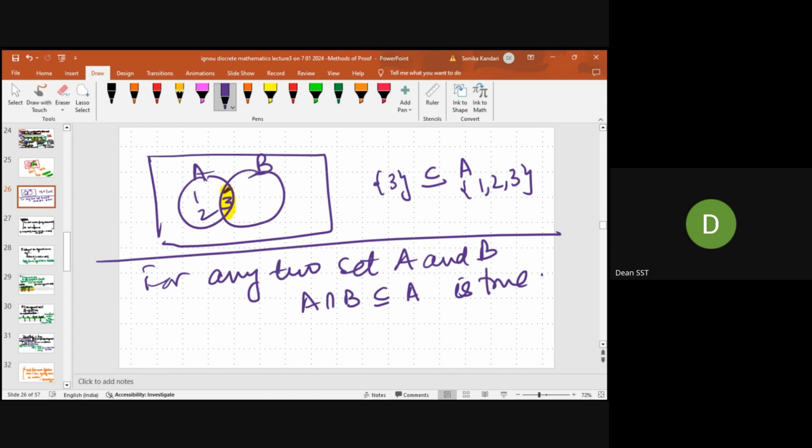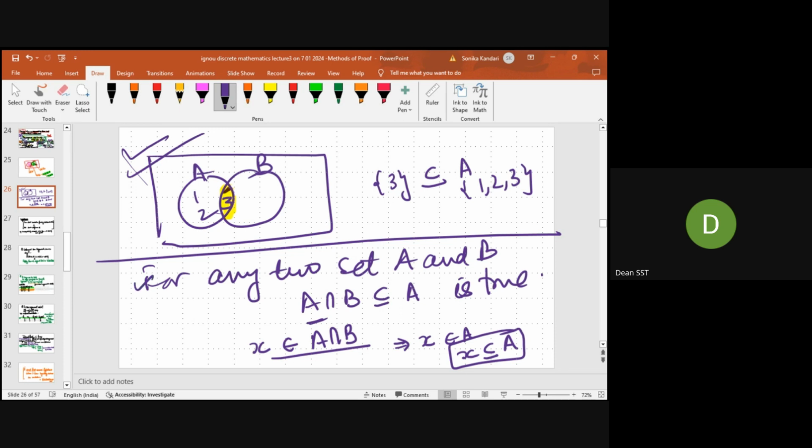A intersection B. Suppose X belongs to A intersection B. It states X belongs to A. If X belongs to A, we can say X is contained in A. So there are two ways. We have used an example of sets, and another one is we have proved.